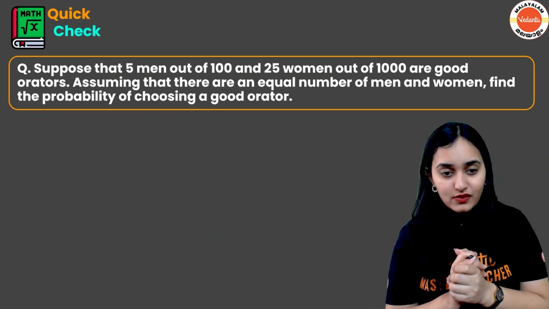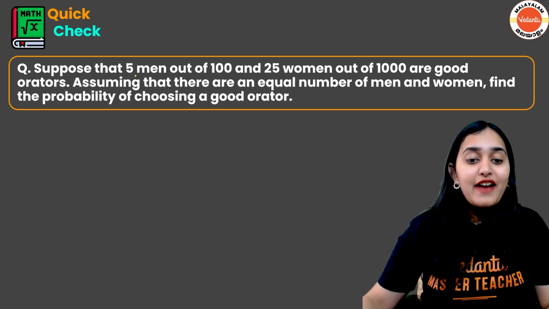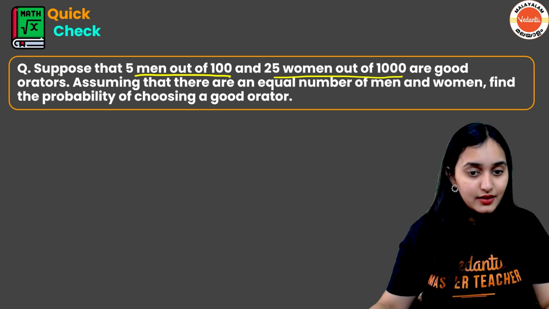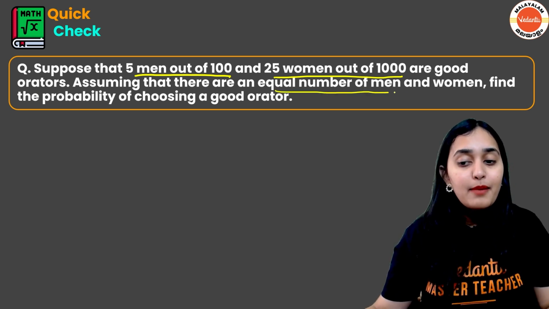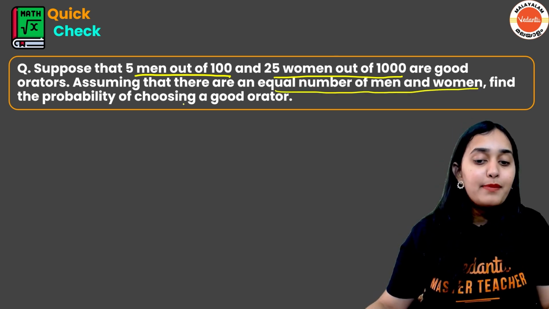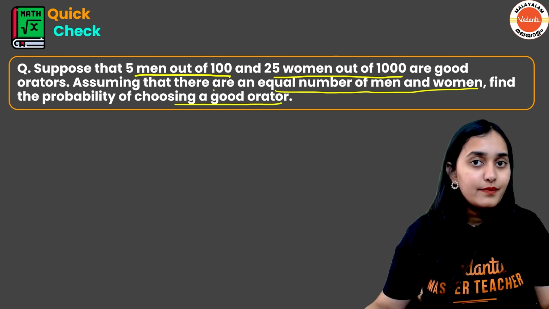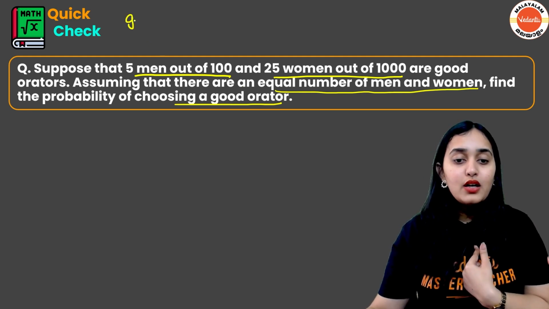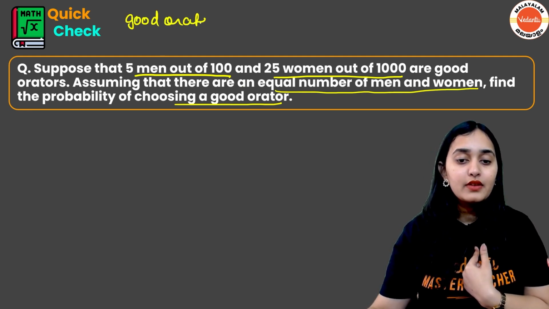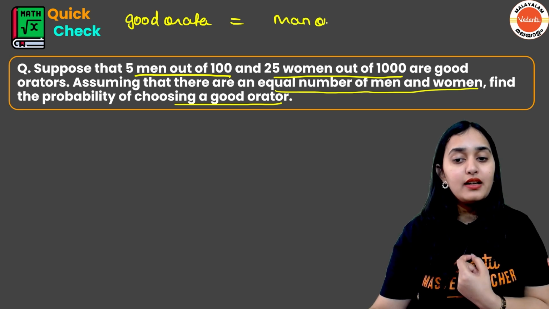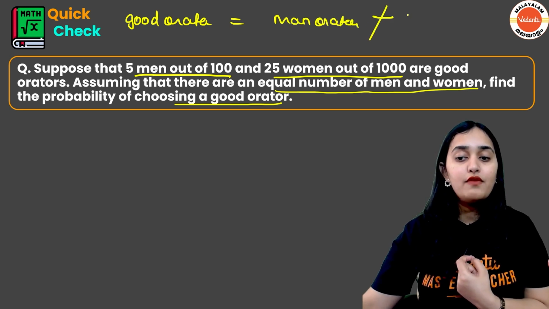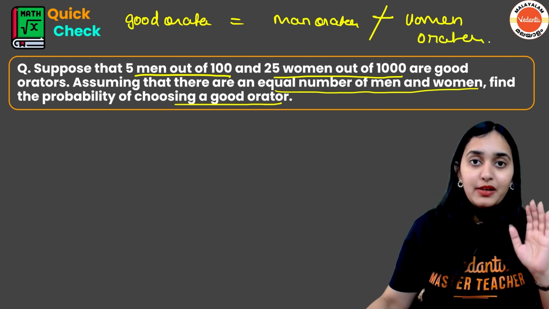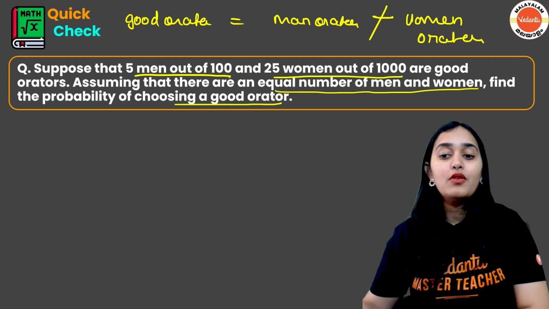Let's do a question based on that. Suppose that 5 men out of 100 and 25 women out of 1000 are good orators. Assuming that there are an equal number of men and women, find the probability of choosing a good orator. So how will total probability be used? I want a good orator. A good orator can be a man orator or a woman orator, so I need total probability: probability of man orator and probability of woman orator.